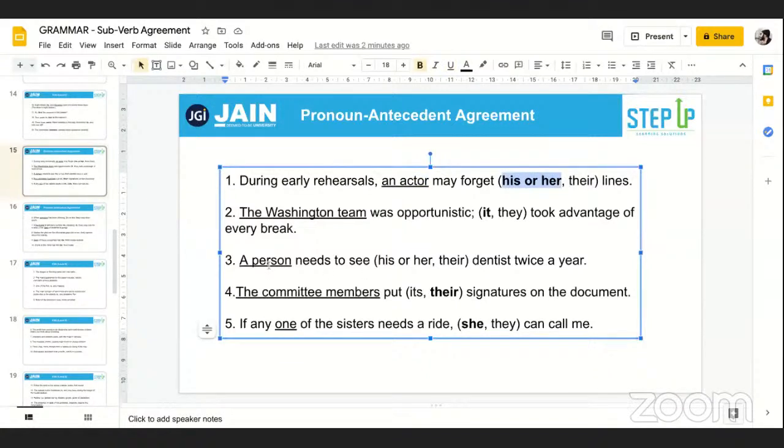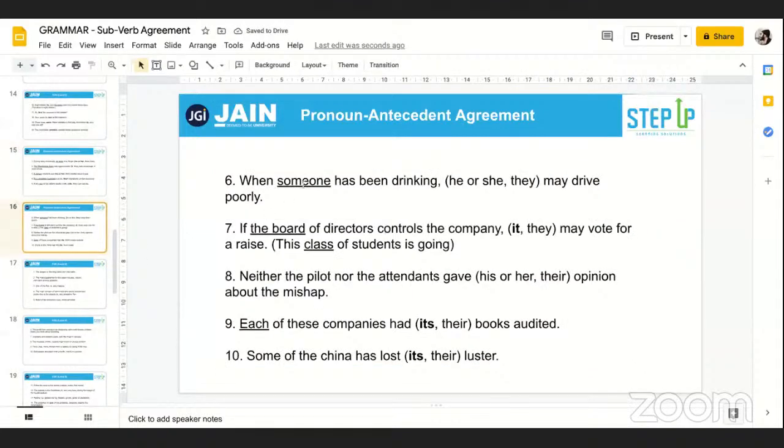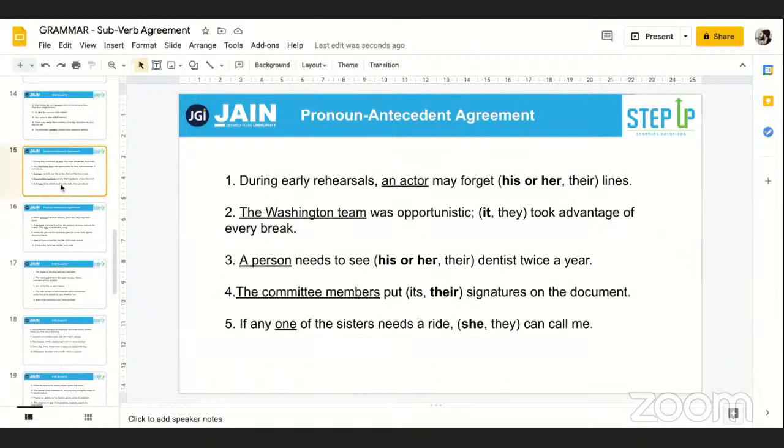Okay, question 3. A person. Again, it is singular, yes or no? Singular. We don't know a person is male or female. So what's the answer? His or her. Exactly. We'll go to the next page.